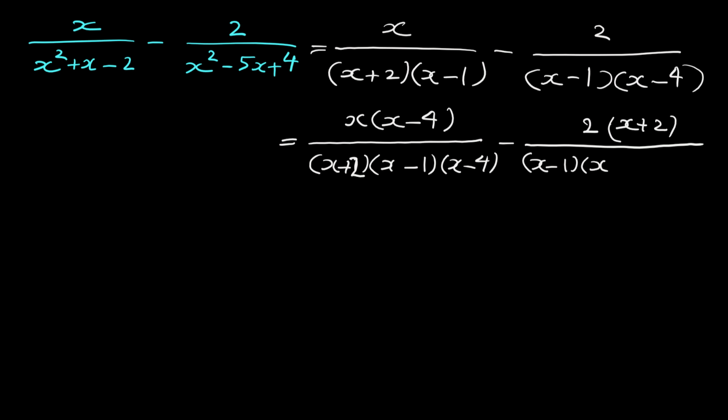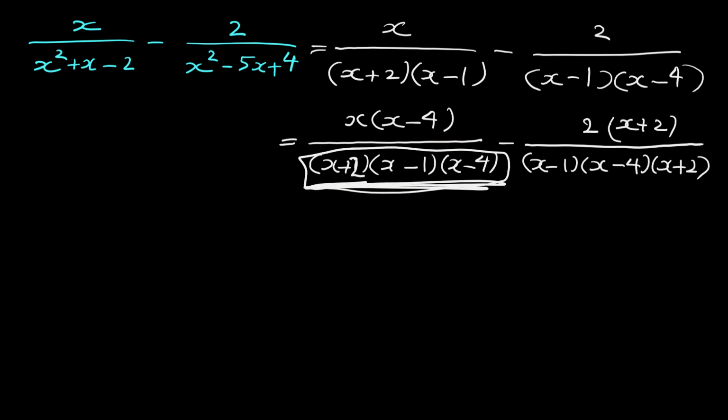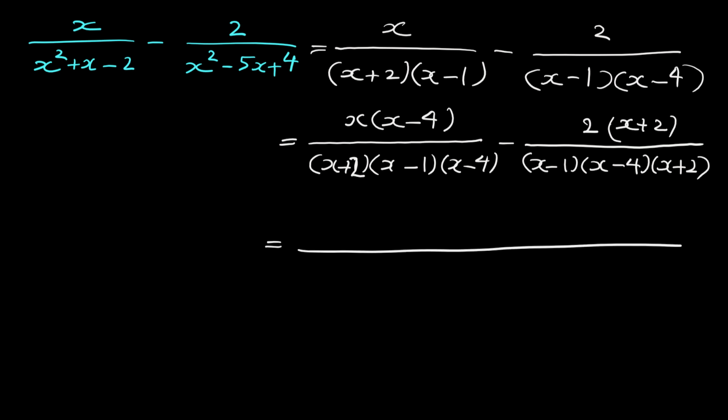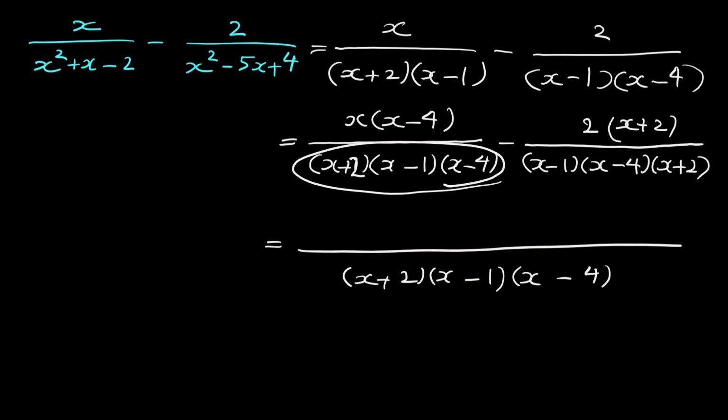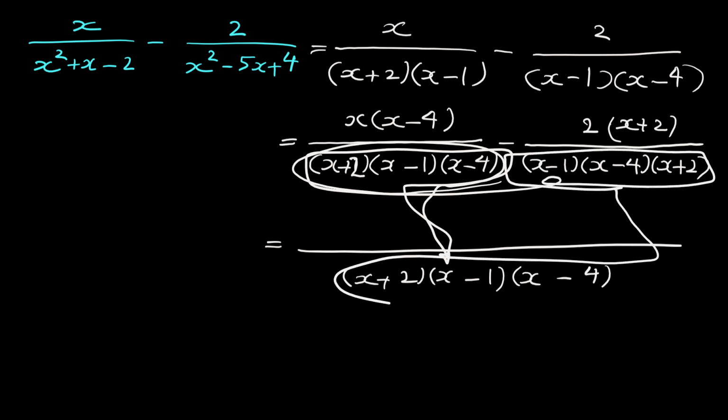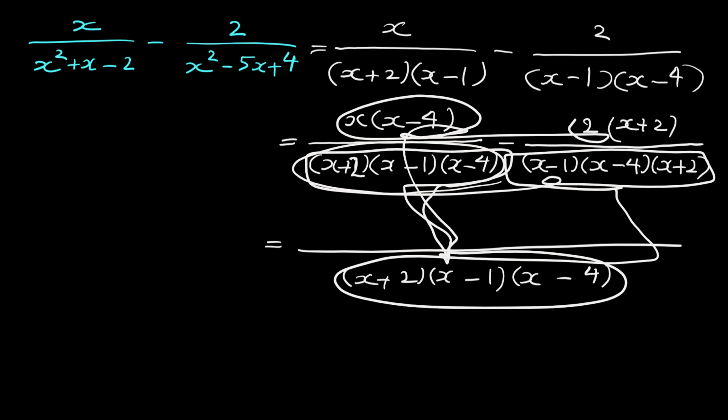Now, if you pay attention, the denominators are the same. This denominator has exactly the factors that are in this denominator. Now that the denominators are the same, we simply write one of the denominators, and we only have to simplify the numerator. I write this denominator here, and this denominator is the same as this. So we write one of the denominators. Now we have to simplify the numerators.